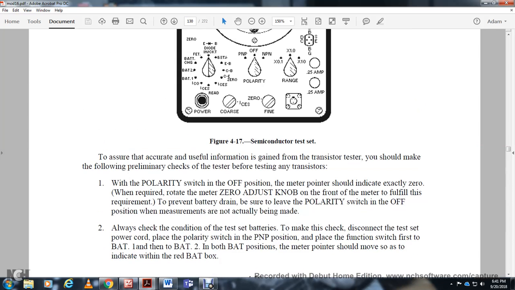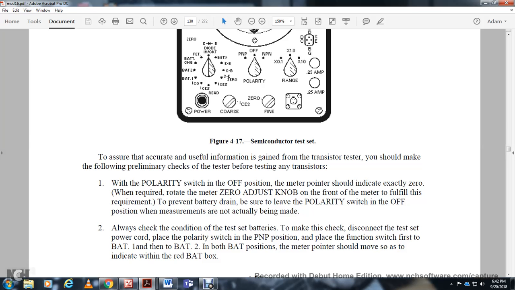To ensure accurate and useful information from the transistor tester, you should make the following preliminary checks on the tester before testing a transistor. With the polarity switch in the off position, the meter pointer should be exactly at 0 volts. Rotate the zero adjusting knob at the front of the meter if required. This is required to prevent battery drain. Be sure to leave the polarity switch in the off position when measurements are not actually being made. Always check the condition of the test batteries before making a test.